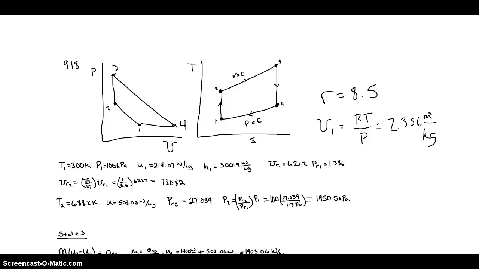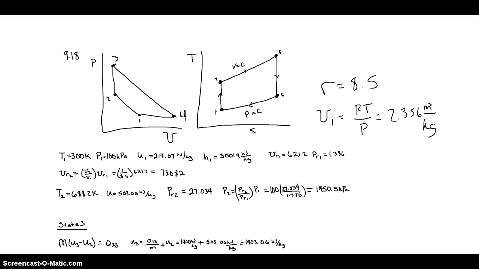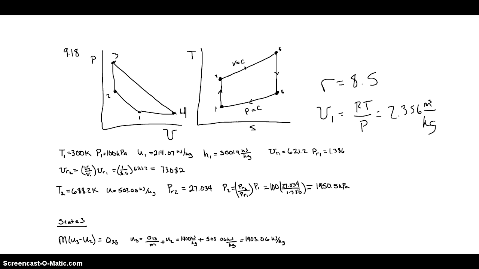Okay, problem 9.18 introduces the Atkinson cycle, and it gives us this PV diagram right here. It also gives us the initial temperature and pressure, the compression ratio, and the heat addition from process 2 to 3, which is 1400 kilojoules per kilogram. And the first thing it asks us to do is draw the temperature entropy diagram.